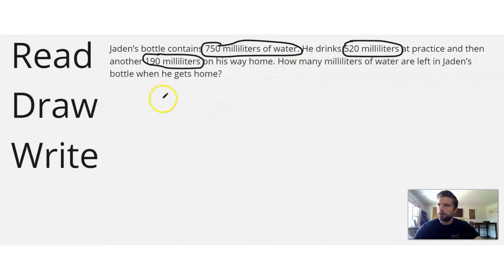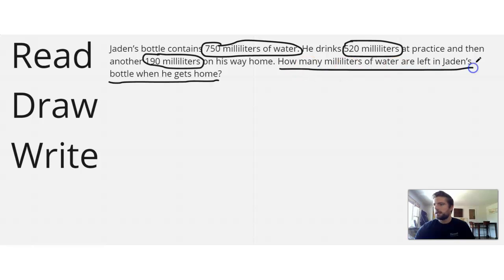So the first thing when we look at word problems is, after we read it, we figure out, what is the word problem actually asking us to solve for? And a great way to do that is just take a look at this question mark and underline the question. So the question we're really trying to find out is, how many milliliters of water are left in Jaden's bottle when he gets home? Okay, so we've read the problem, we understand the question, and now we're just going to draw some pictures to go with the problem.